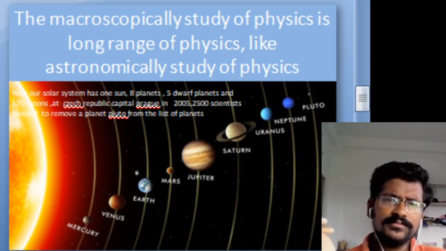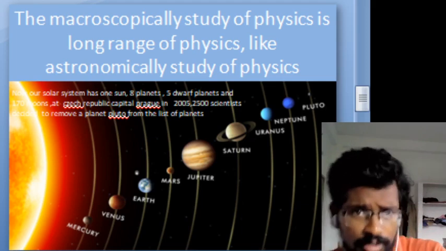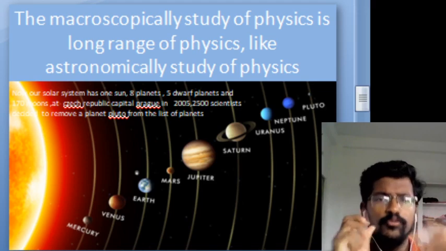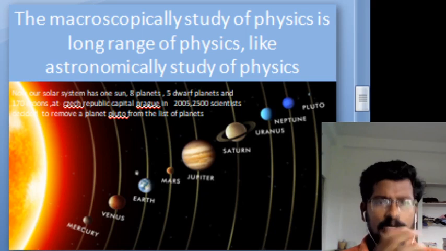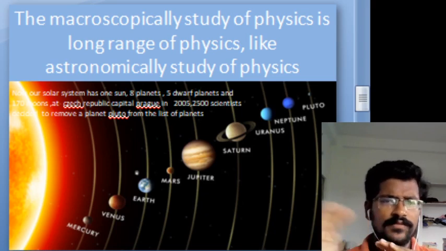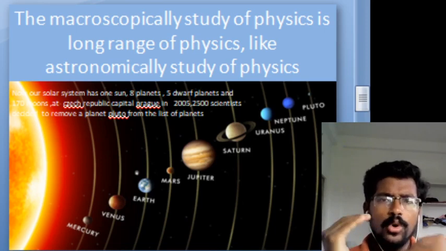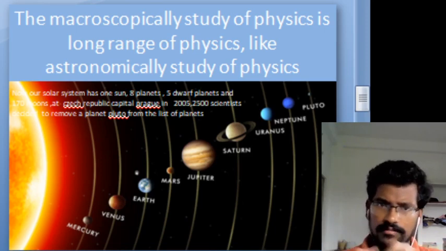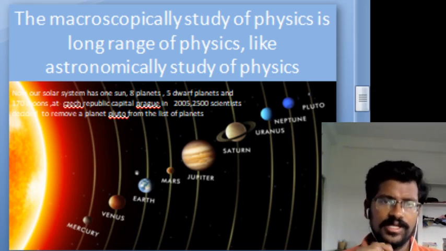Why was a planet removed from the list of the solar system? Here, Pluto has an irregular orbit and is very far from the sun and has a very thin atmosphere. It has no characteristics of a planet, so it was removed from our planet list because we have 8 planets only.